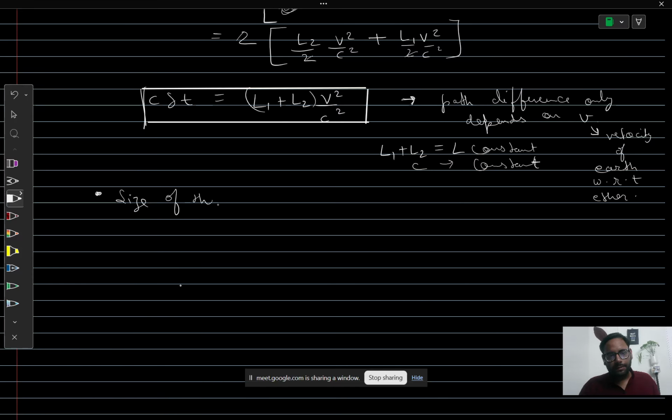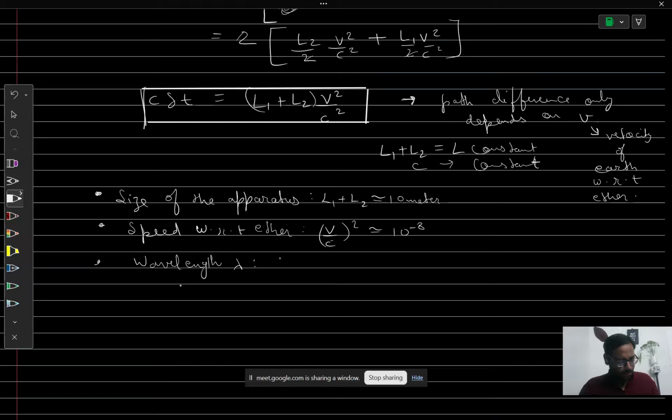Okay, if the size of the apparatus, suppose L1 plus L2 is 10 meters, and suppose the speed with respect to ether, it is the ratio actually, it is of some order this, and you take the wavelength of light about 500 nm, which equals about 5 into 10 to the power minus 7 meters.